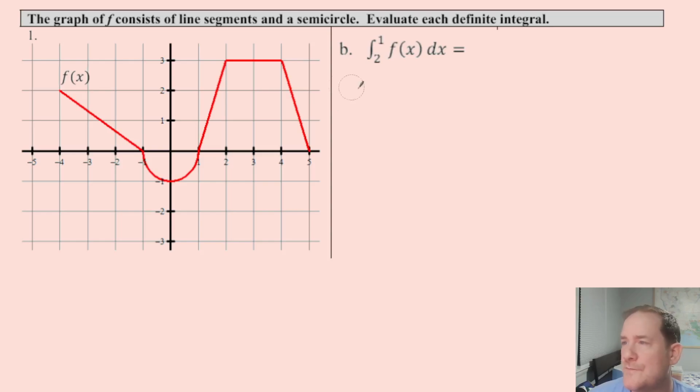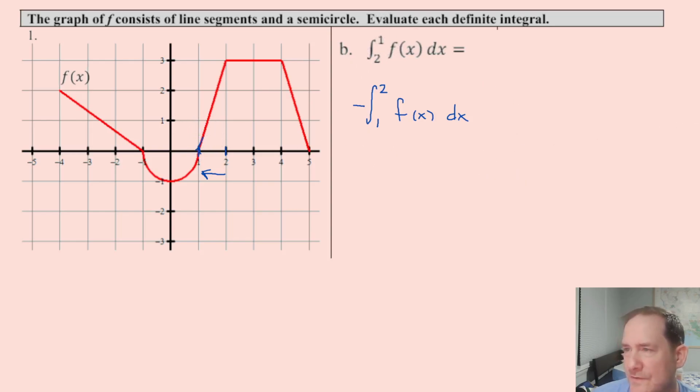So 2 is a little weird because 2 wants us to go from 2 to 1. And so that's kind of backwards. So before I do any math on this, I will use a property that says we can reverse these limits of integration, but we're now going to get the opposite of what we would have gotten. So if we find the opposite of the integral from 1 to 2 of f of x dx, we know that'll give us the answer to the integral from 2 to 1 of f of x dx.